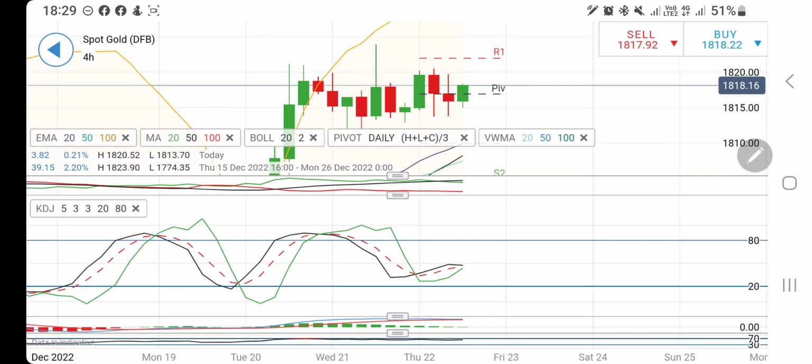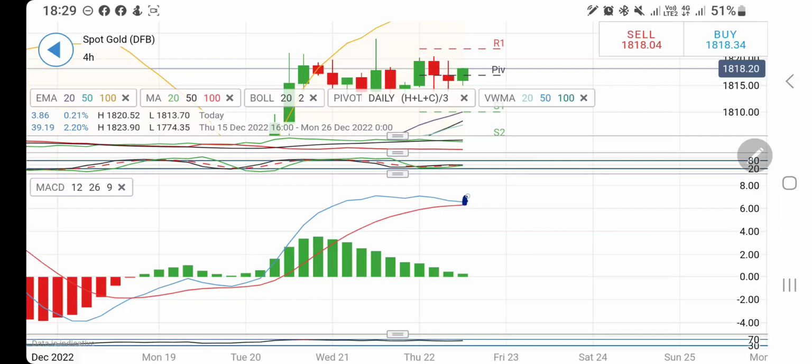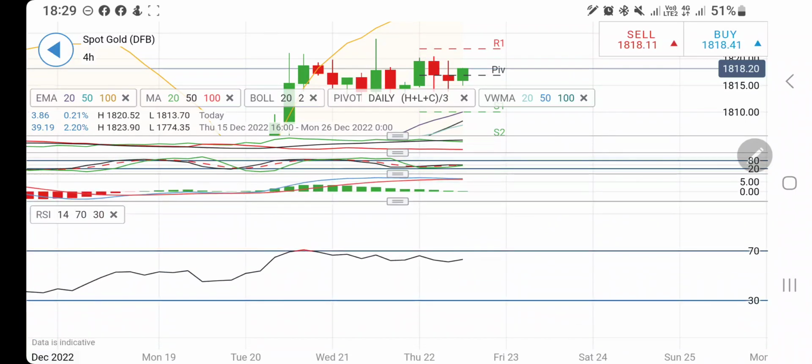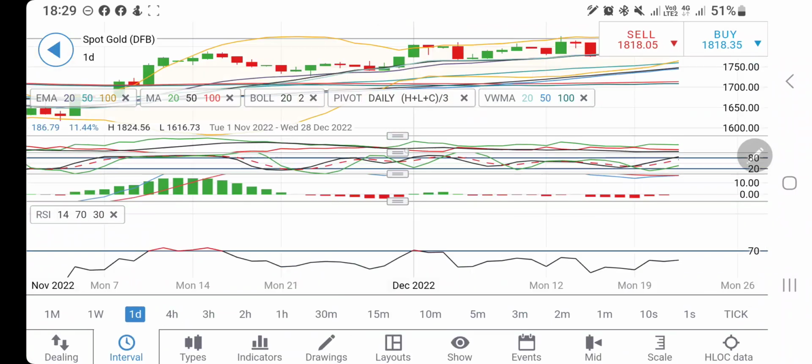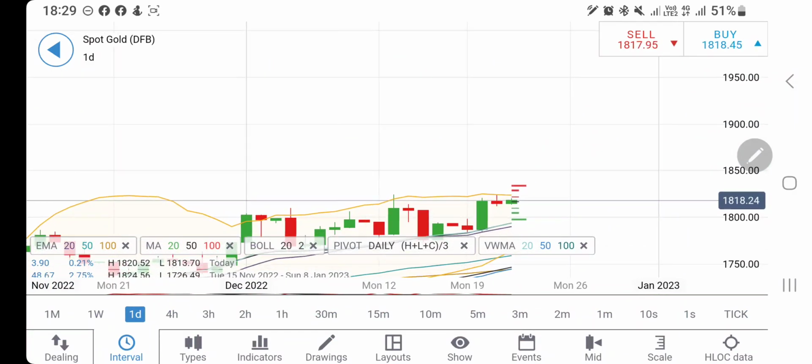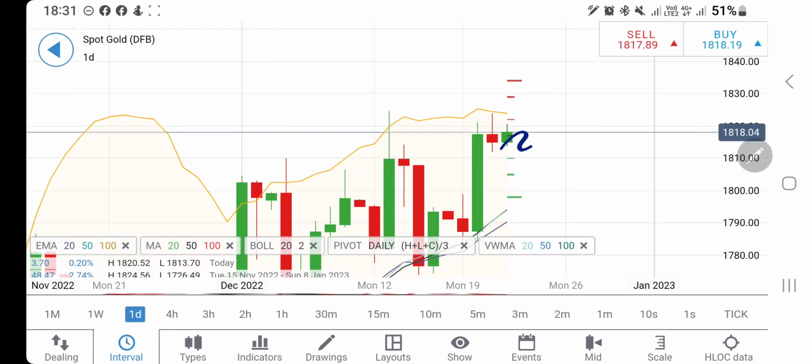Directional movement is bullish. Stochastic is comfortable. MACD is green and it is trying to cross over for a sell. Let's see if it does. RSI is already trading near to the highs. Now look at the daily charts here. Now look at gold's daily chart.